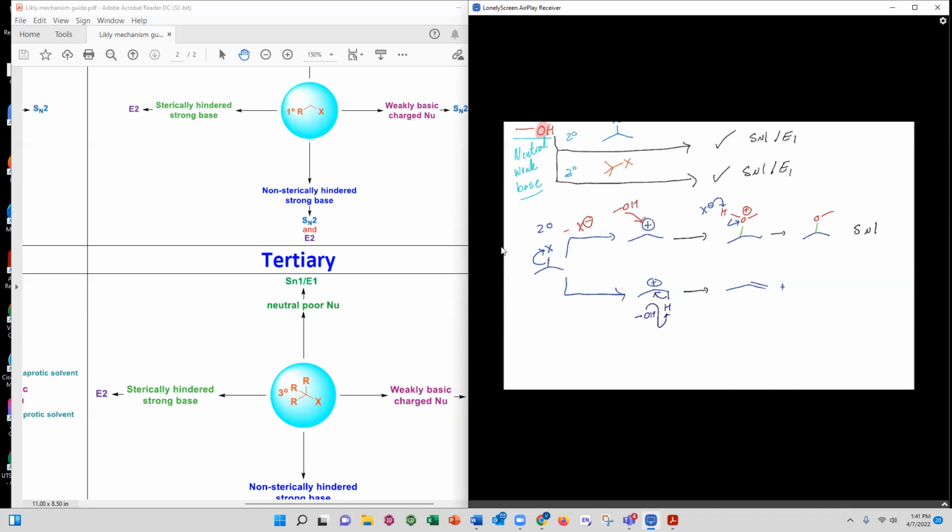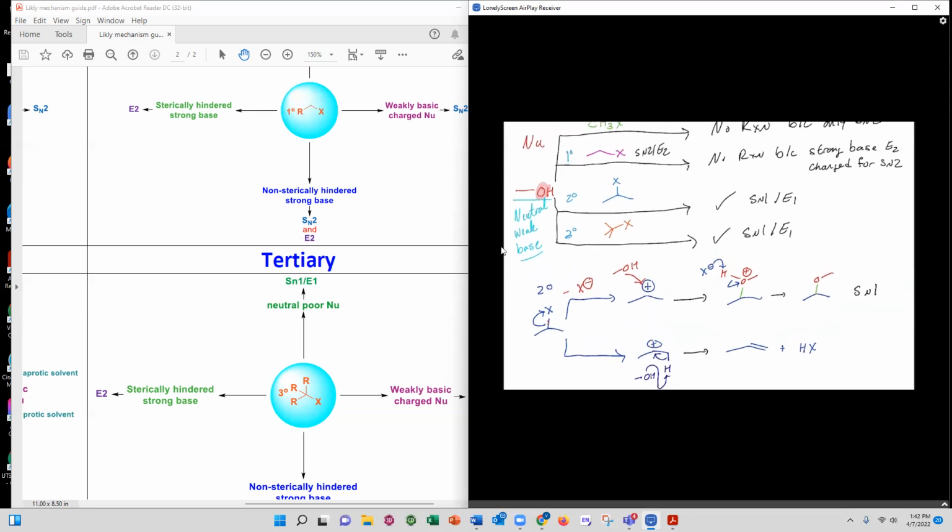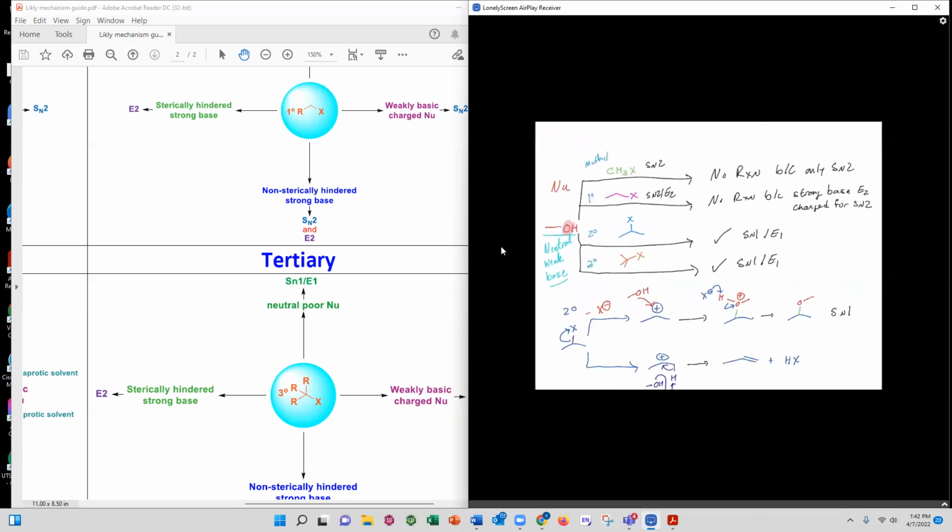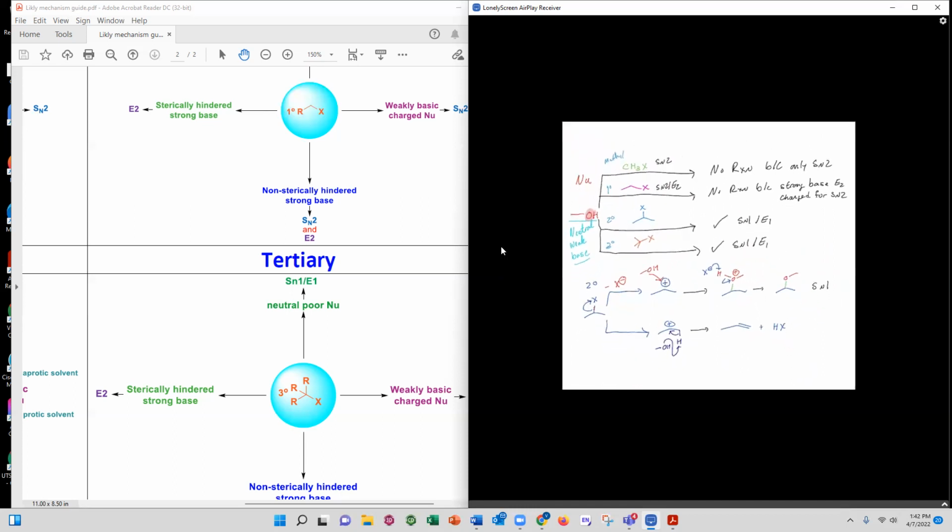We're also going to see plus HX, okay? It's a byproduct. We don't typically write it because it is a strong acid, because all of our leaving groups are very weak bases. They're either iodide, bromide, or chloride. And so we don't typically see this in solution because it's going to be dissociated, okay? And so again, this is looking at the nucleophile.